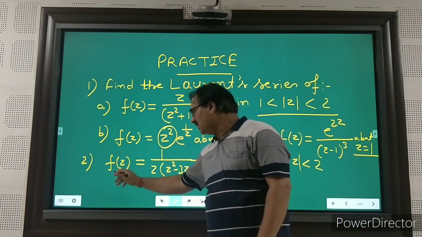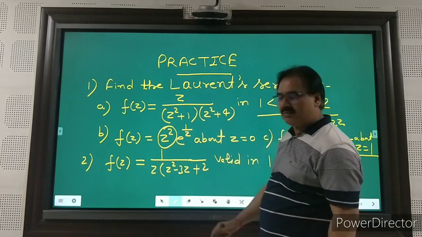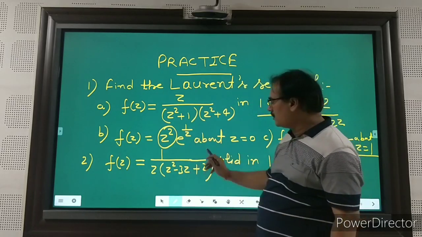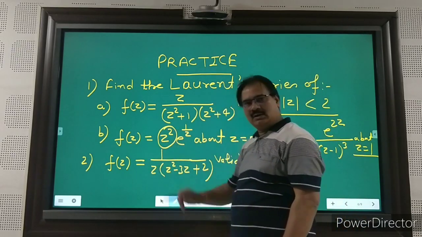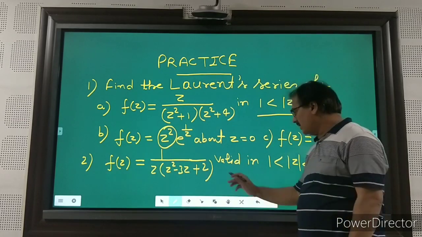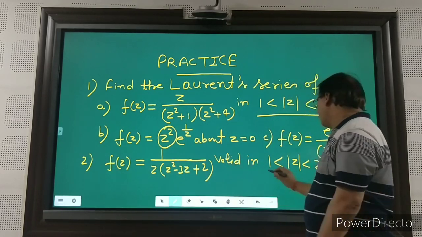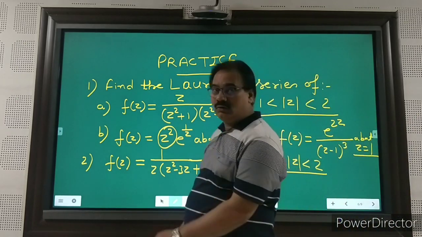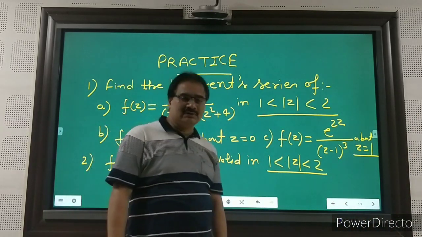And the next problem is f(z) equal to 1 by z(z square minus 3z plus 2). This is a simple problem, but there is no z term in the numerator, so this is the variation in the numerator. It is valid in mod of z lying between 1 and 2. First you do the practice. I hope you will do it.